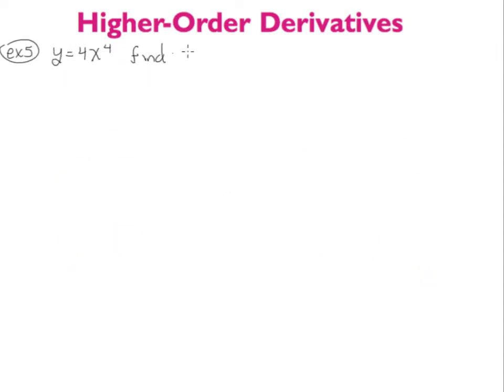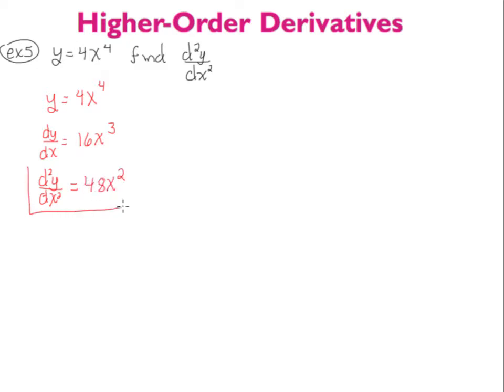For our first example here, let's find the second derivative of the function. So for our original function, let's differentiate using our power rule. And then we're going to take the derivative of the derivative. So differentiate yet again with the power rule. And we find our second derivative is equal to 48x squared.